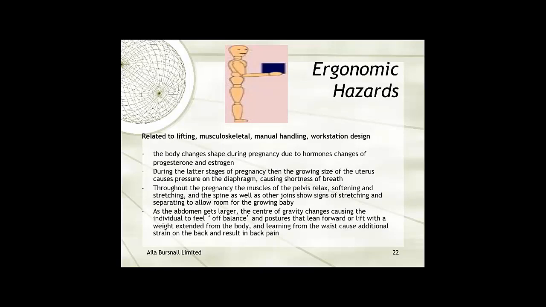Okay, so moving now to the next set of hazards, so ergonomic hazards. So related to lifting, musculoskeletal or manual handling, workstation design and things like that. Again, there's a lot of information out there on ergonomic hazards, and it's already covered in some of the general risk assessments that you will have. But here we need to consider the body changes, the hormonal changes, because the body changes shape in the 3 different trimesters, then it can have issues on easier strain, pressure on the diaphragm causing shortness of breath, lack of balance. So also all parts of the body show signs of stretching and separating to allow room, so things are quite relaxed, so you can easily strain yourself.